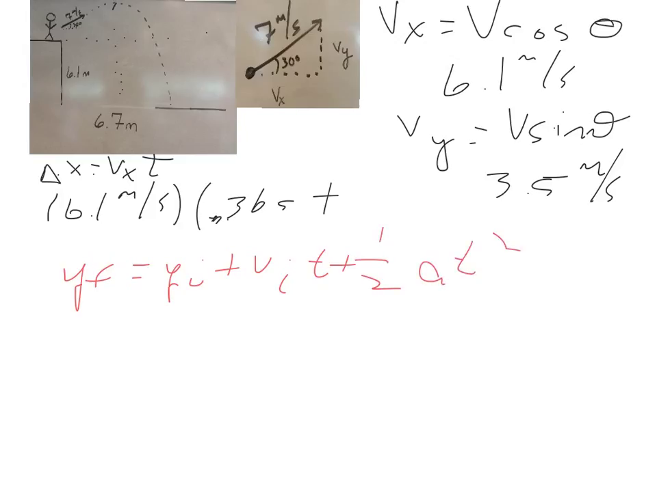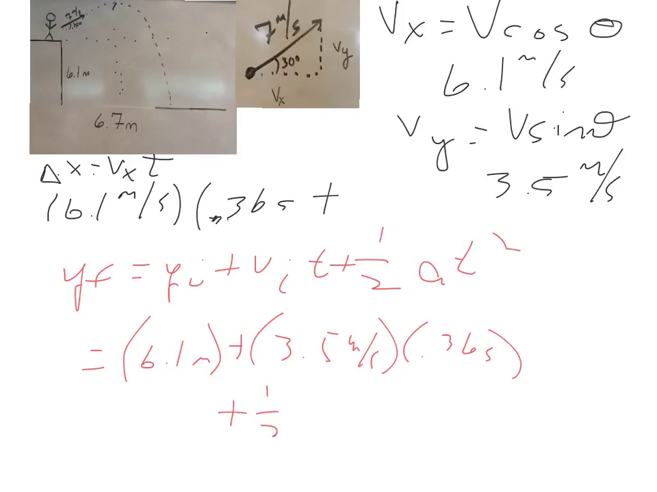All right. Well, my YF is what I'm solving for. I have all my variables for this, so it's pretty straightforward. My YI is 6.1 meters. My initial velocity in the Y direction is going to be 3.5 meters per second. My time that it took to go up is what I solved in part 1. That's going to be 0.36 seconds. And then I'm going to add 1/2. Well, my acceleration is negative 9.8 meters per second squared. And again, my time is 0.36 seconds, and that is also squared.